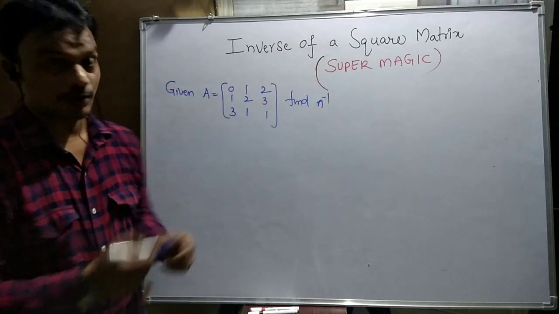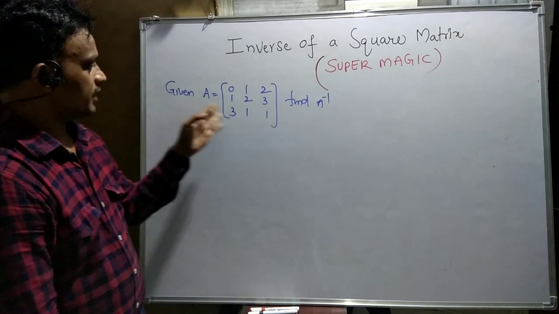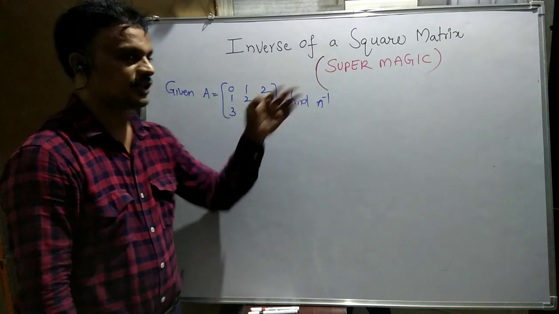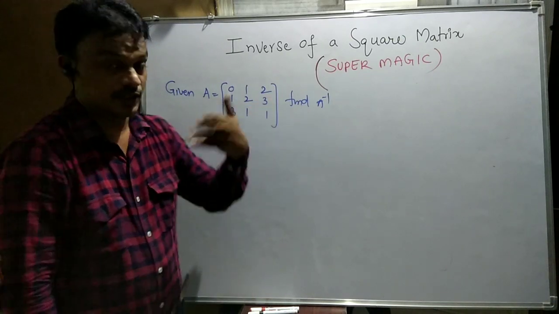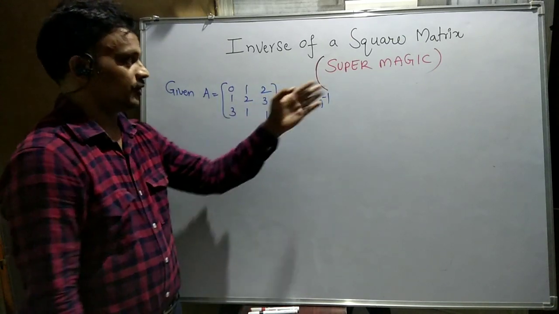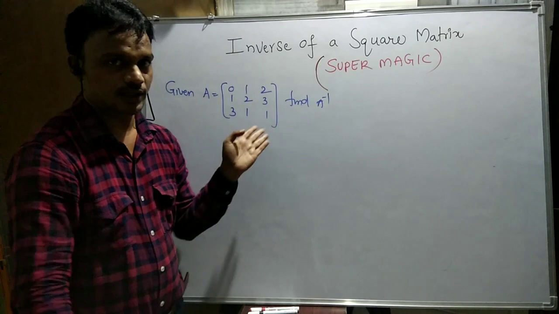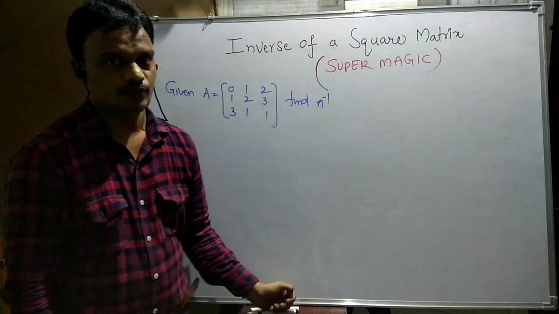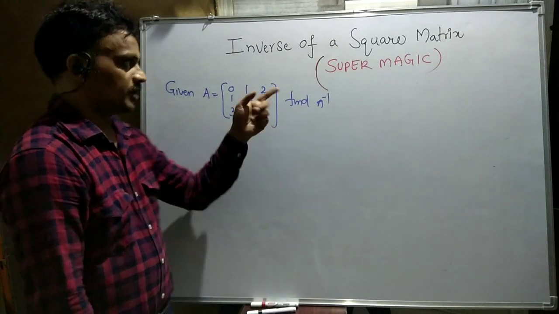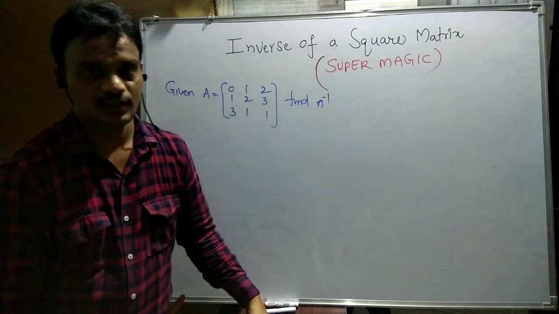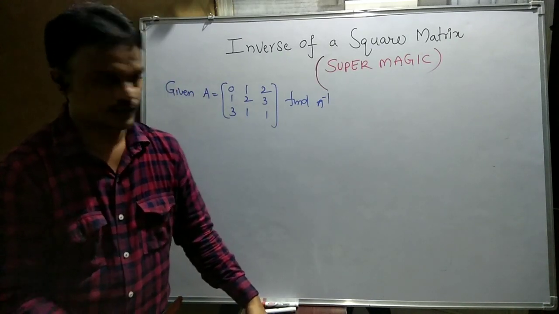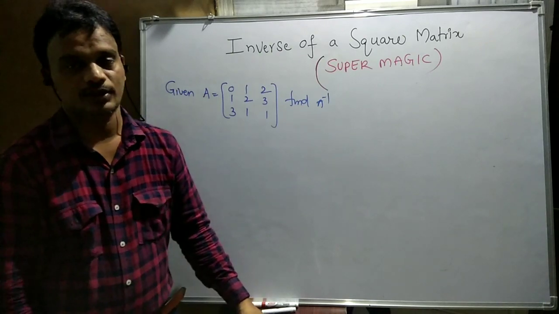Students, a problem for you. A is a 3 by 3 matrix and find its multiplicative inverse. You can follow your traditional method, and after that you can follow this super magic, and you can compare these two. By using that super magic, you can find this one within less time. Please make a note and complete that.